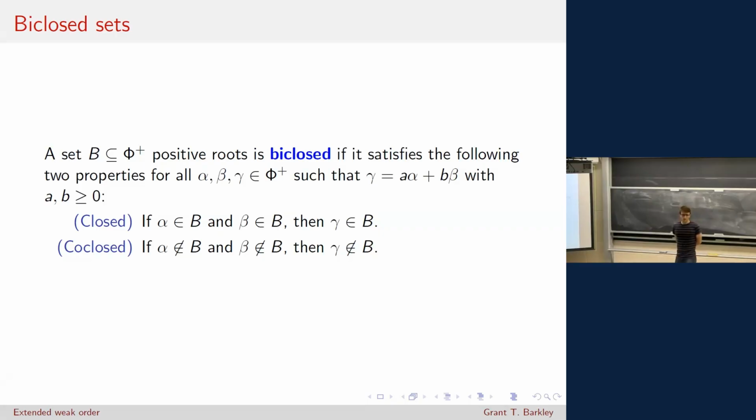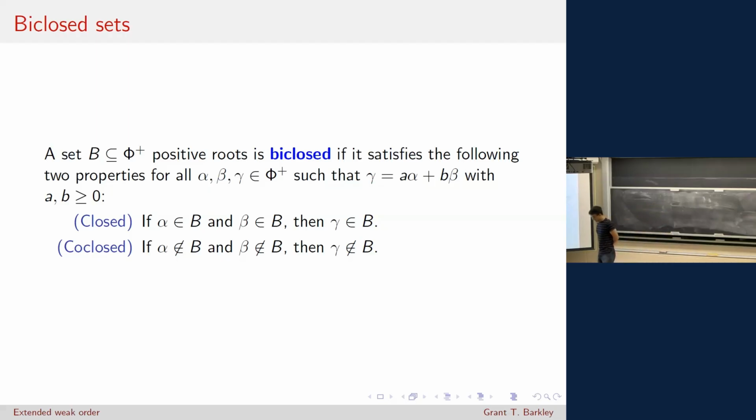Okay, so what are these objects we're going to add? We've talked about separable sets, but actually what we're going to want is something a little different, or at least seemingly a little different. So the sets that we'll care about are called biclosed sets.